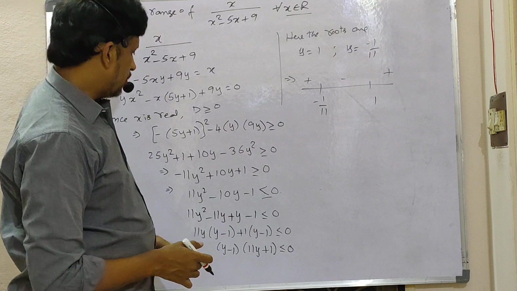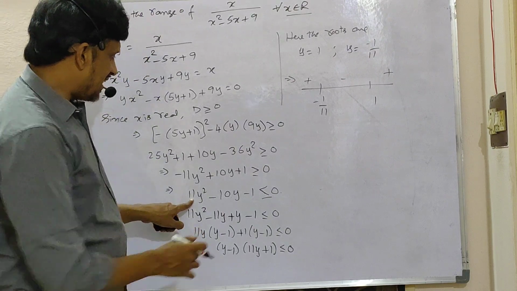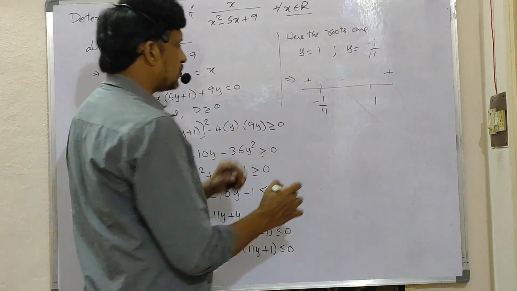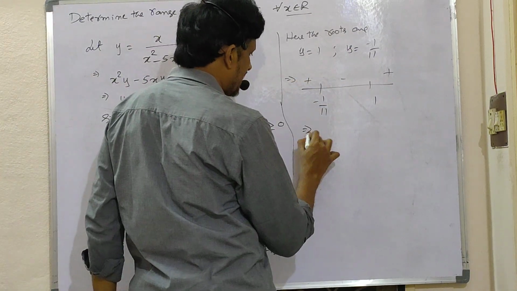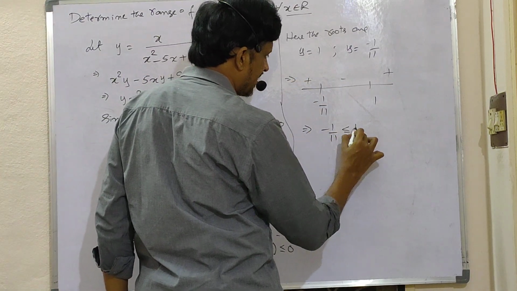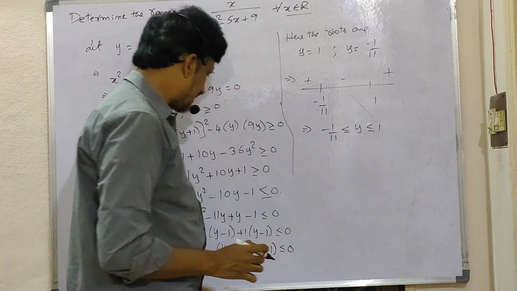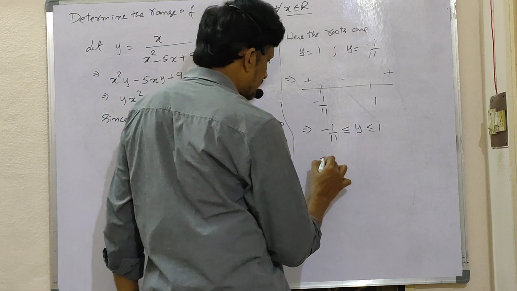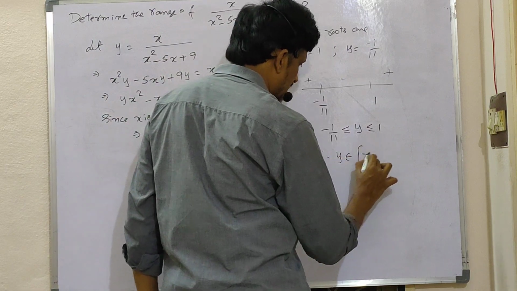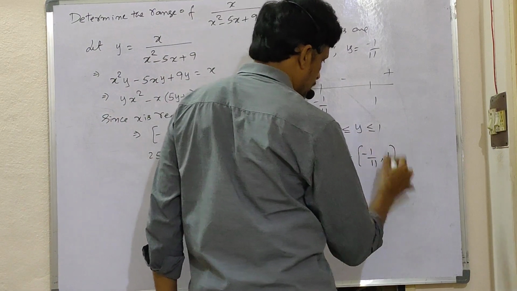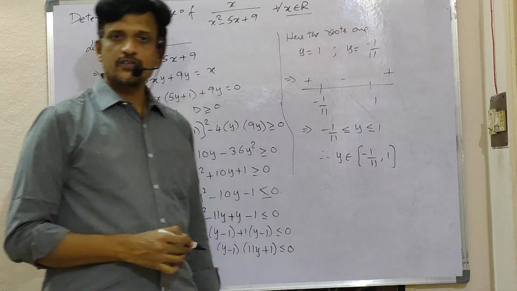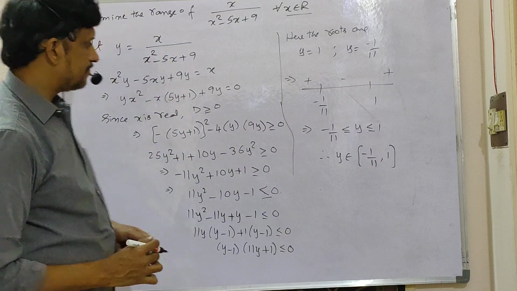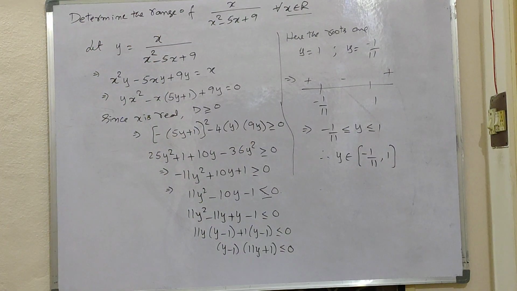Okay then. So here, this expression is less than or equal to 0. Less than means in between these two, similar to the last one, which implies minus 1 by 11 is less than or equal to y is less than or equal to 1. Then only it is negative. Therefore, y belongs to the closed interval minus 1 by 11 to 1. That is the required range of the given expression. Similar to the last one.